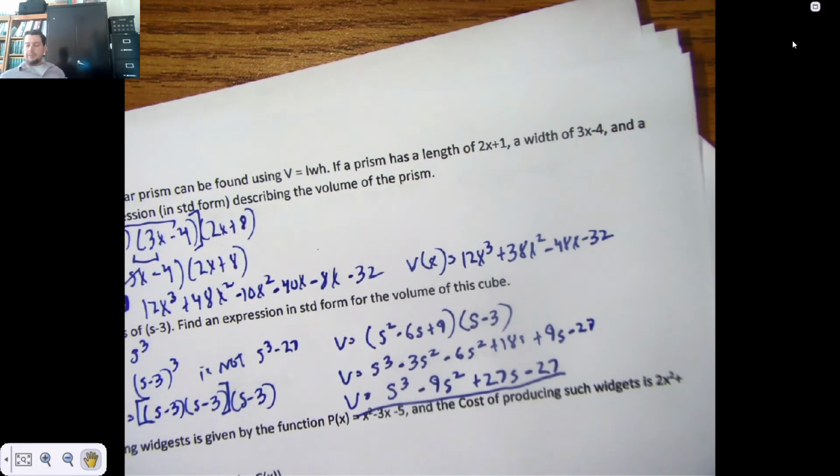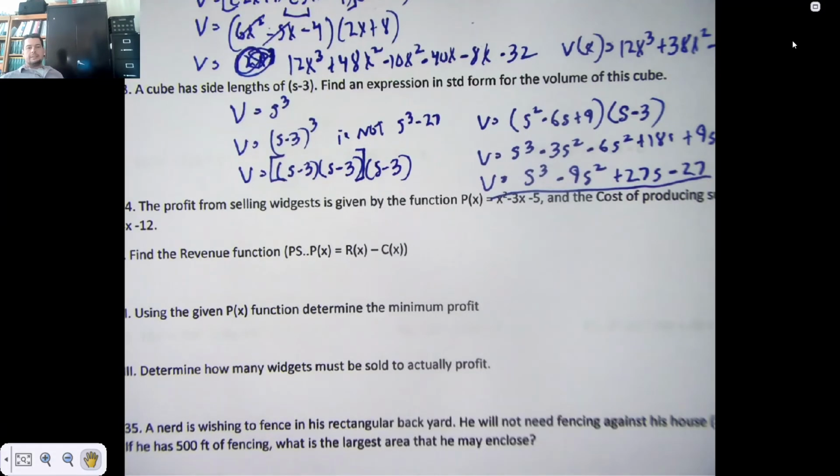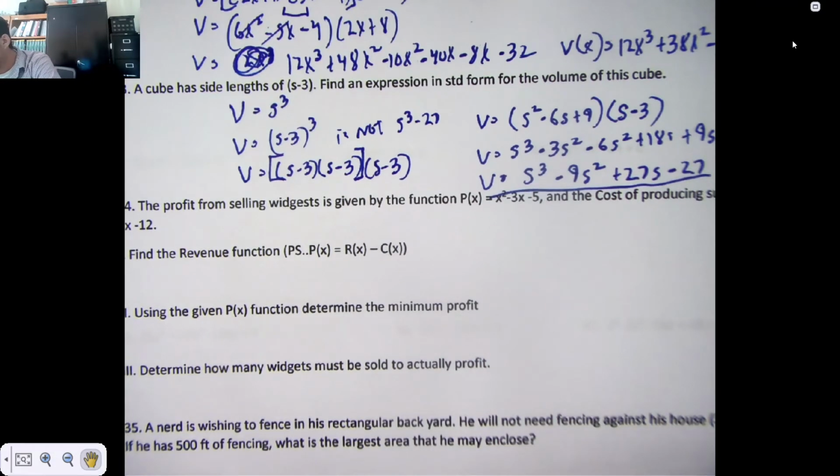Now we got a problem about widgets. The profit from selling widgets is x squared minus 3x minus 5, and the cost of producing said widgets is 2x squared plus 4x minus 12. Find the revenue function. It says profit is revenue minus cost.